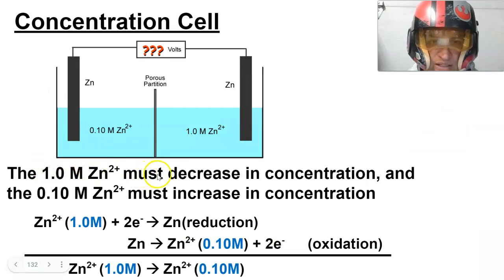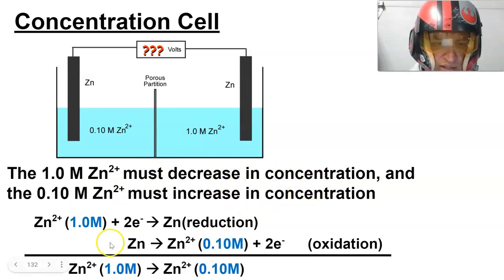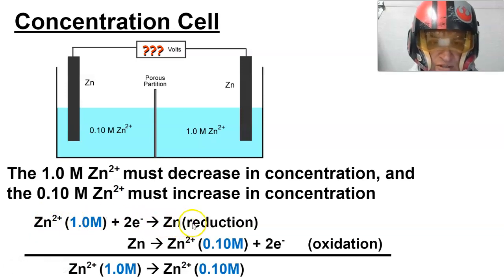The 1 molar is going to decrease in concentration, and the 0.1 must increase in concentration. So we have to think of what's going on there. We have the higher amount of ions in solution, right? Higher concentration. So that means it's going to reduce and become more zinc metal. On the other hand, this is going to become oxidized and increase in concentration. So in the end, this will go dead when the concentrations are equal. Because if the concentrations are equal, everything is equal, no voltage difference. So the higher is going to decrease, the lower is going to increase, and they're going to meet in the middle.